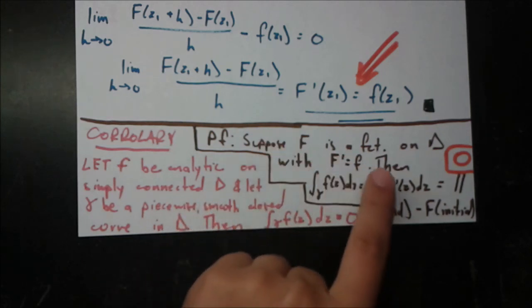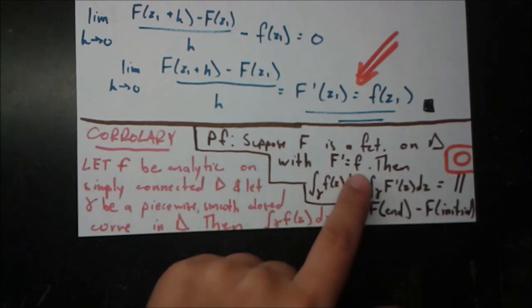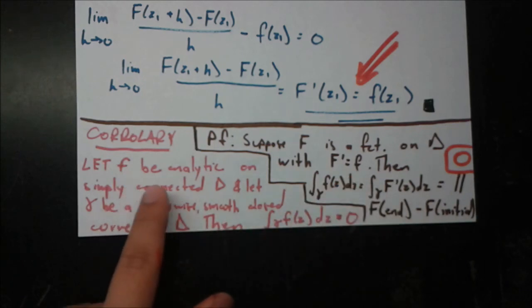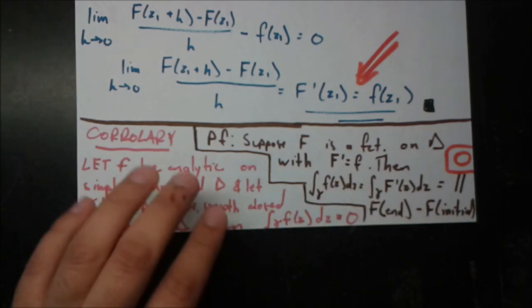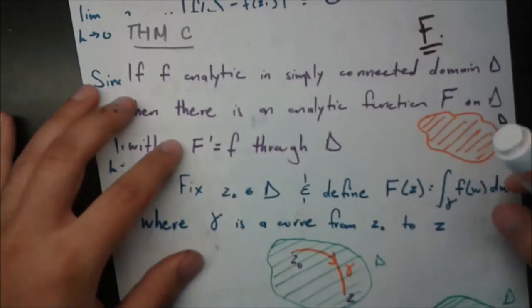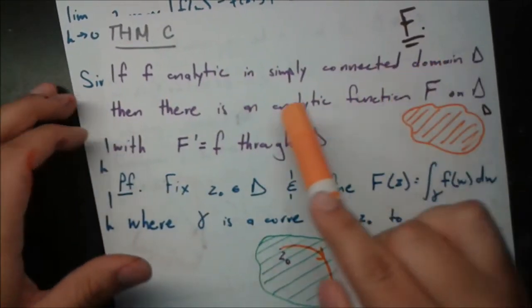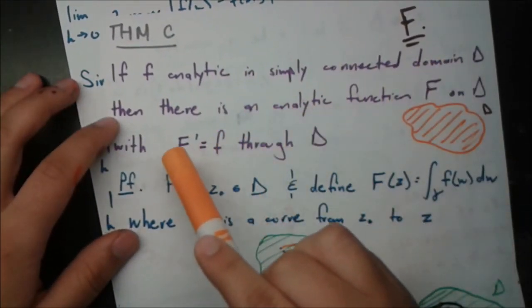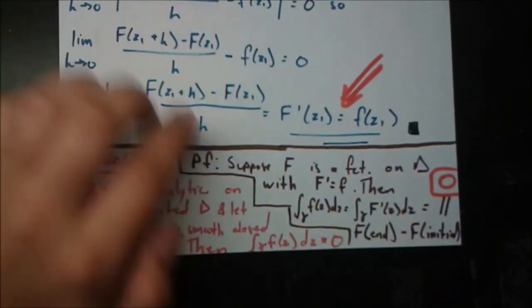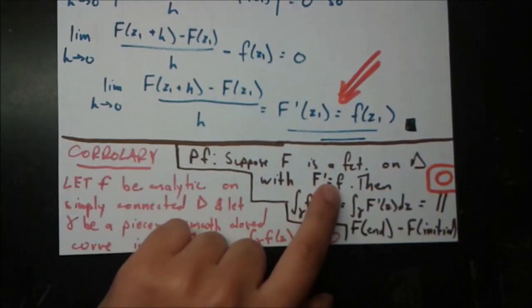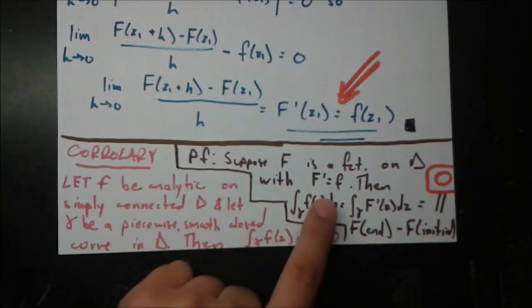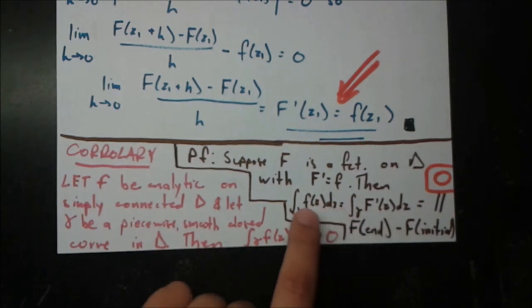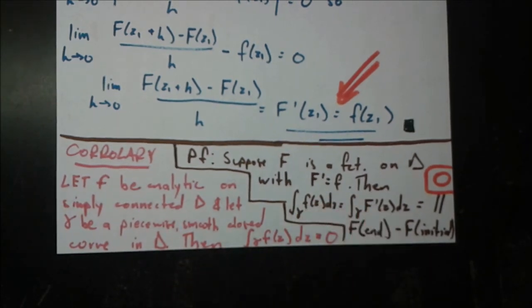Suppose big F is a function on D with F prime equals f. Why are we allowed to suppose that? Because f is analytic on a simply connected domain D. So Theorem C says that if f is analytic on a simply connected domain D, then there is a function such that big F prime equals small f. So we can say big F prime equals small f. Then we can say this integral, which we're interested in, equals this integral. I just substituted small f for big F prime.